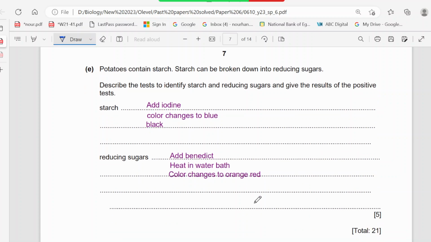The last question هنا, it was very easy, just food tests. Describe the test to identify starch and reducing sugar and give the positive results. الستارش التست بتاعه هيكون iodine. The color changes to blue black. Reducing sugar we add Benedict and then لازم heat in water bath. If there is sugar it will change to orange red. Okay.